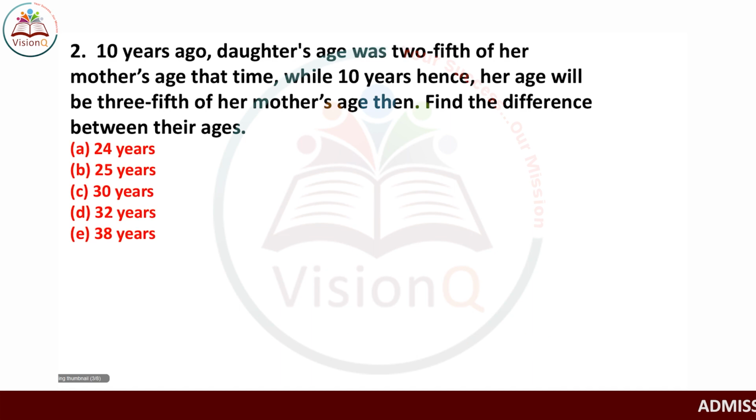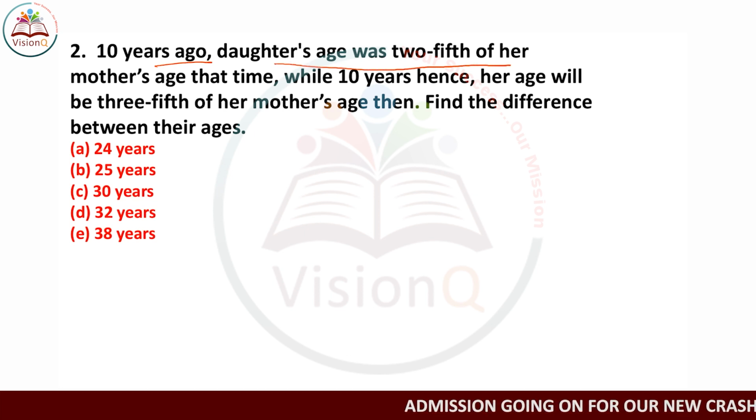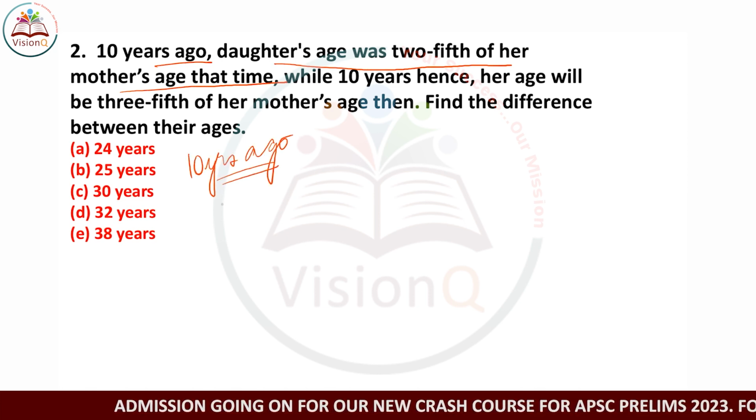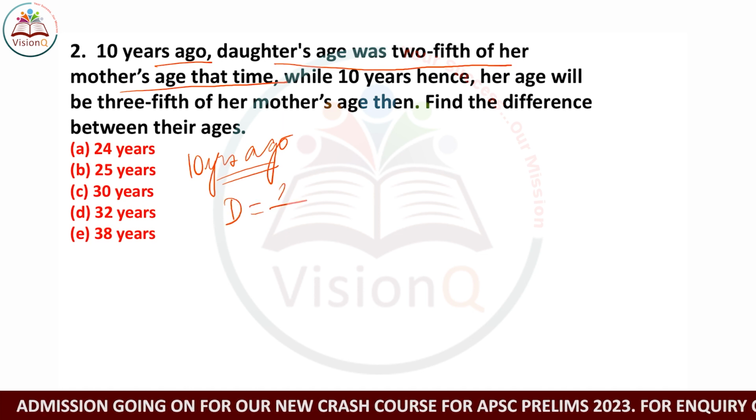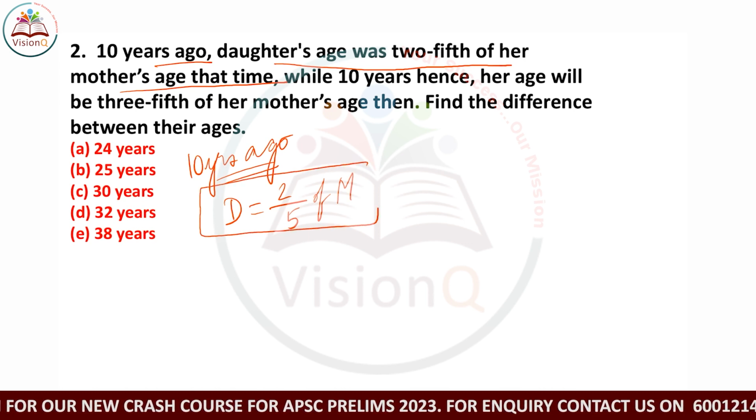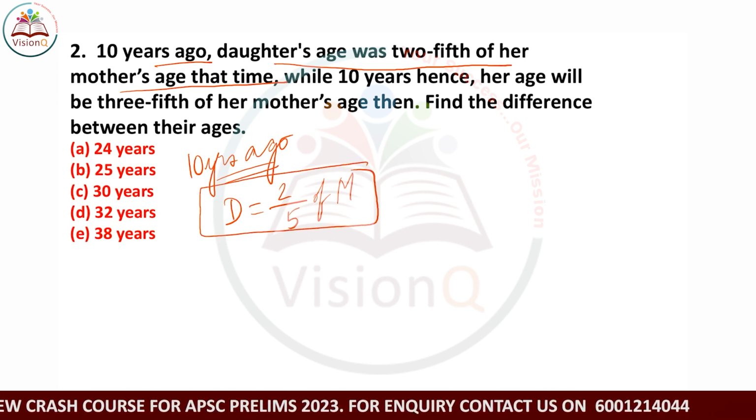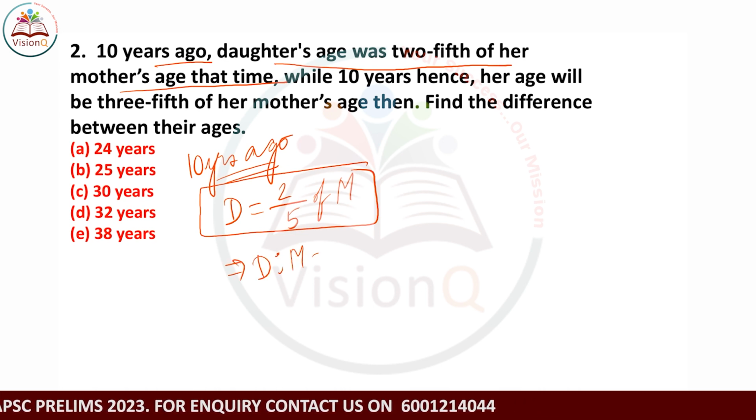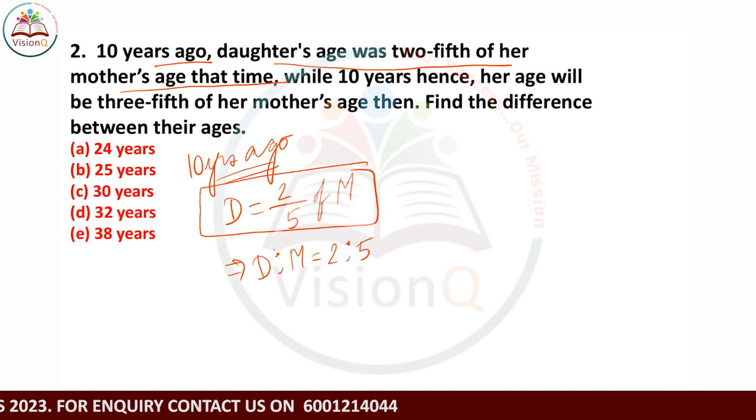So let us move to the next example now. Example number 2. See here it is given: 10 years ago, that means in the past, the daughter's age was 2/5 of her mother's age at that time. So from this statement, I will get the ratio only. Whose ratio? Daughter is to mother. So from here, daughter is to mother's age ratio will be 2:5. That means if the daughter's age is 2 years, mother's age is 5 years.